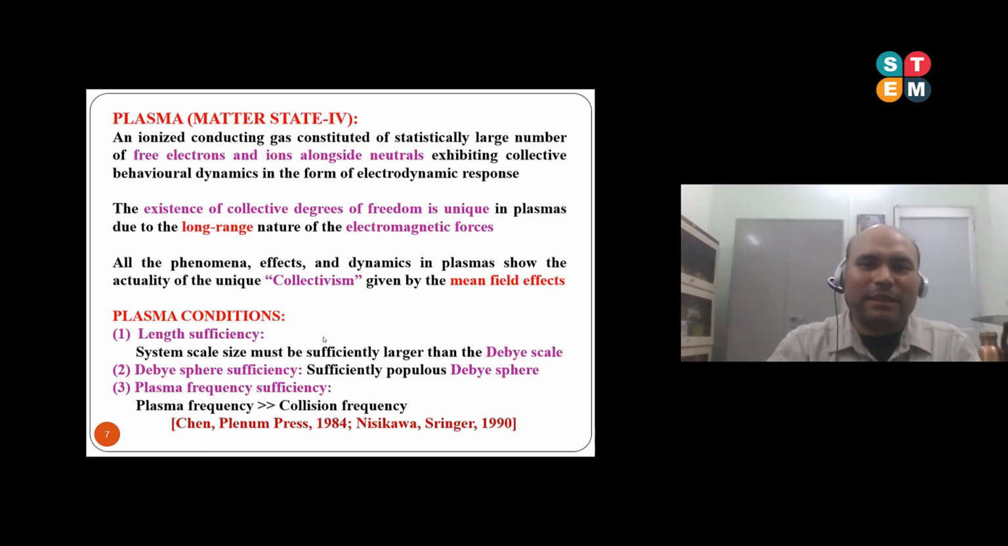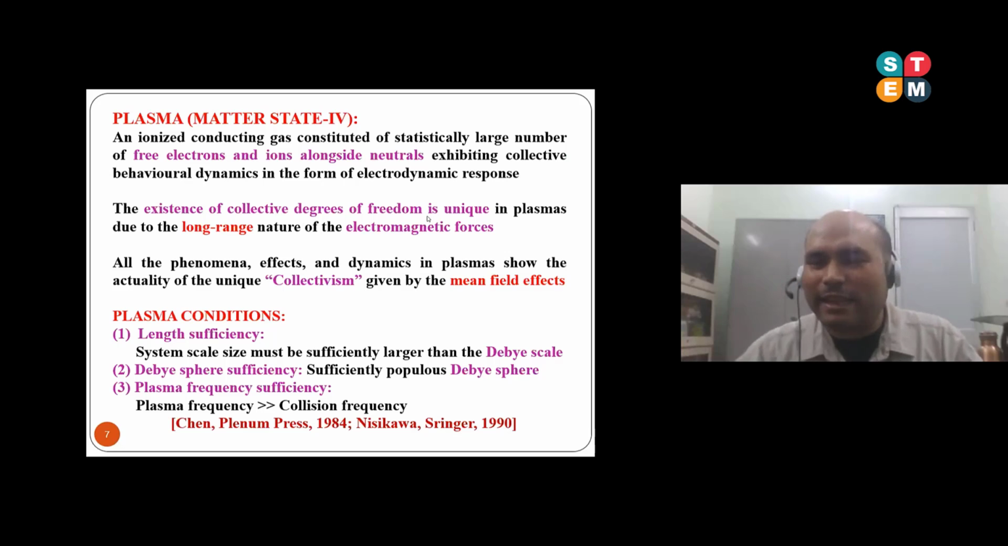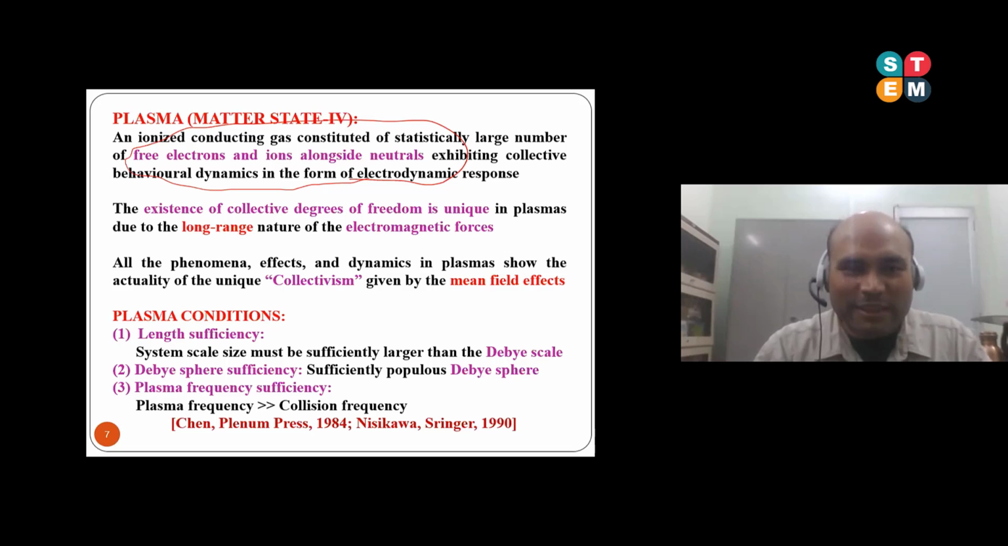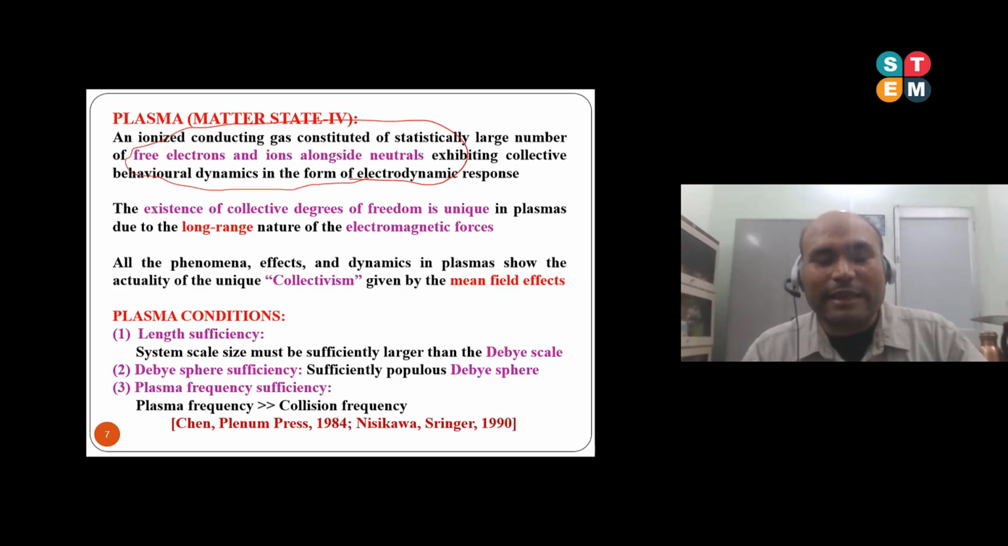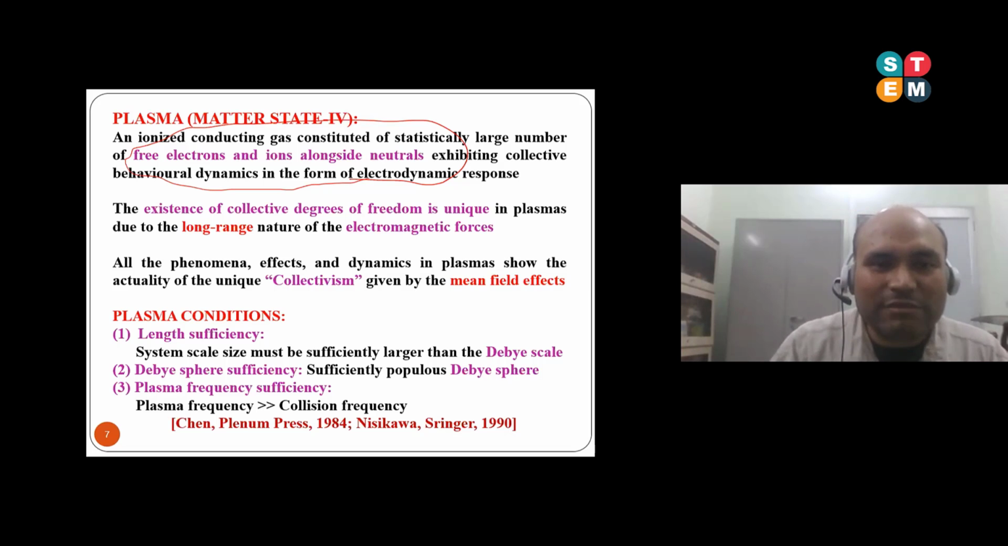Plasma, as I have told you, is statistically a large number of particles. Here we can see a large number of free electrons and ions together, alongside neutrals, which is called plasma. So plasma is a unique state of matter. At the same time, there is one controversial definition, that plasma is the first state of matter, because in the primordial universe, when the universe was formed during the Big Bang, radiation and matter remained together, and the matter remained in an ionized state. That is why it is called plasma. But usually it is called the fourth state of matter instead of the first.